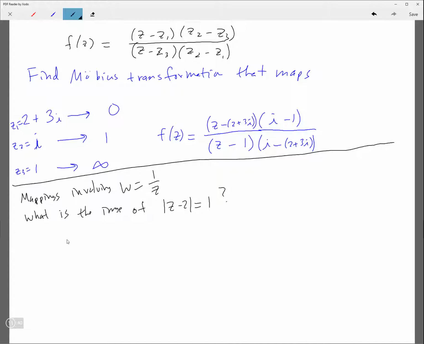Okay, so what kind of object is this? Circle. Yes, that's a circle. The center is at 2, right? And the radius is 1. So it's going to be like this. Okay, so the question is, this is a circle. Is it going to map to a circle or to a line? What do you guys think? Is the image going to be a circle or a line?